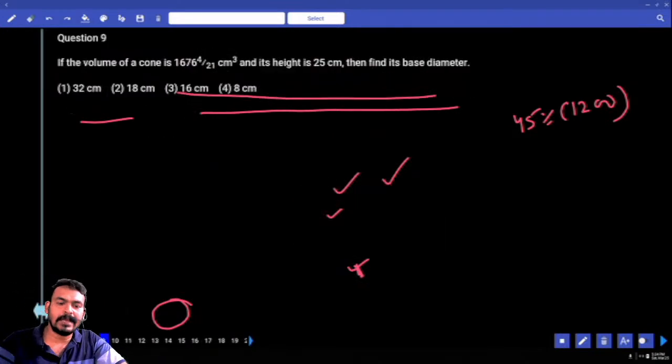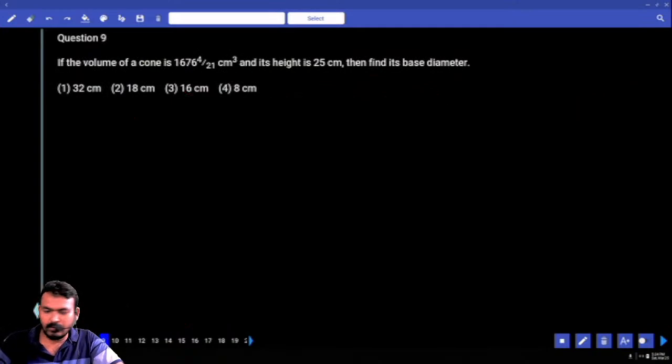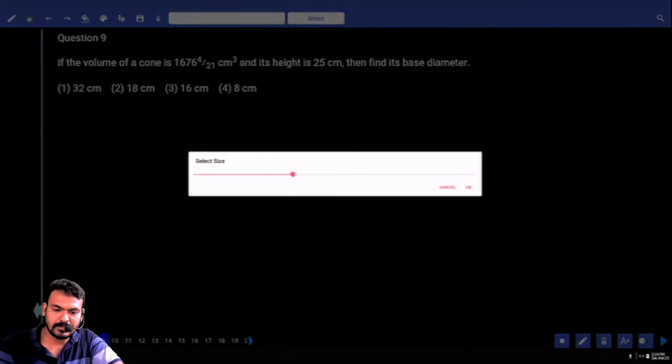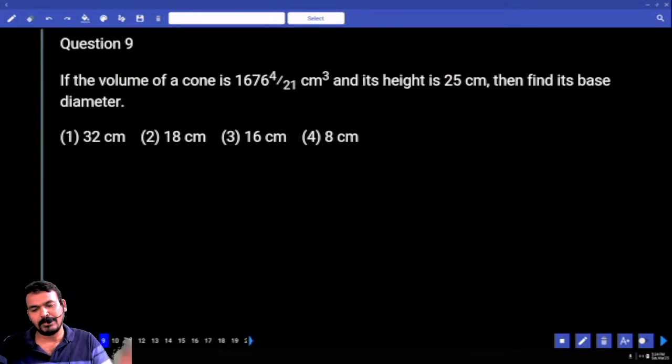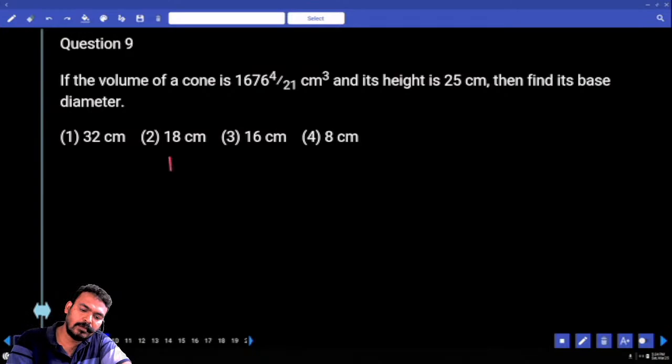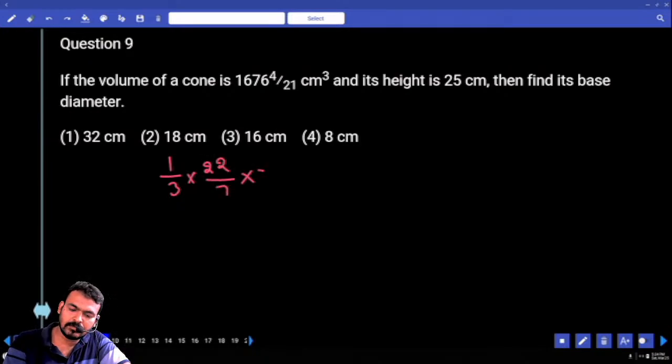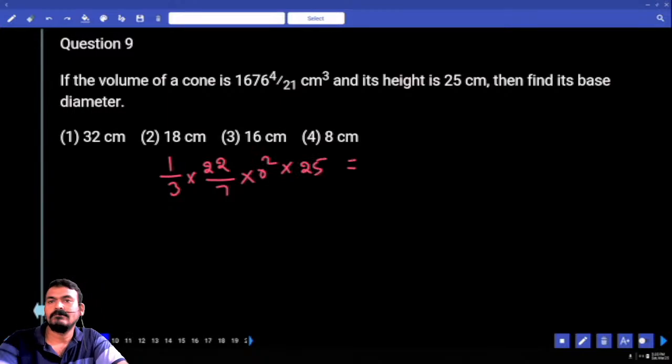Next question number 9. If the volume of a cone is 1676 4 by 21 centimeter cube and its height is 25 centimeters, find its base diameter. Okay. What is the volume of a cone? 1 by 3 pi r square h. What is the pi value? 22 by 7 into r square into h. What is the h value? 25. First, already we know the volume 1676 4 by 21.